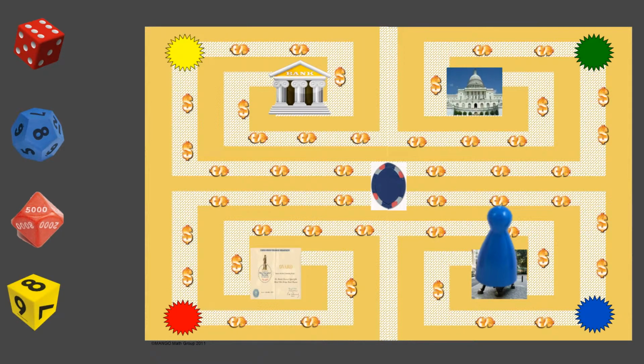And then the final die is a 7 to 12 die, and that's going to be your interest rate. So that die, when you roll it, is going to tell you what interest rate you're using.